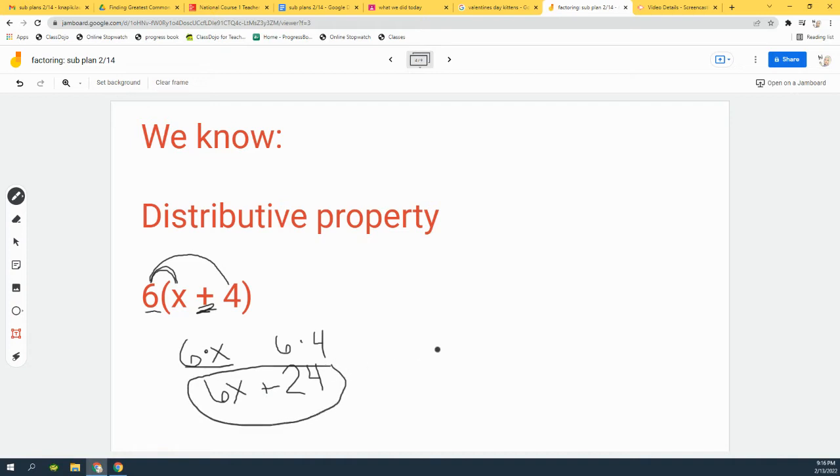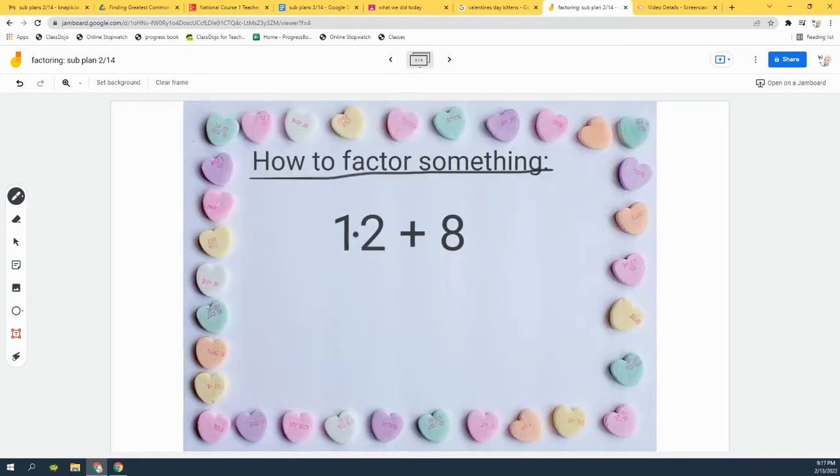Well, when you factor something, instead of distributing out, how we have been doing, you're going to put it back into an original expression. So, for example, we have 12 and 8. The first thing you have to do is mark down all the factors of these numbers. The factors of 12, obviously, are 1 and 12. We have 2 times 6. We have 3 times 4.